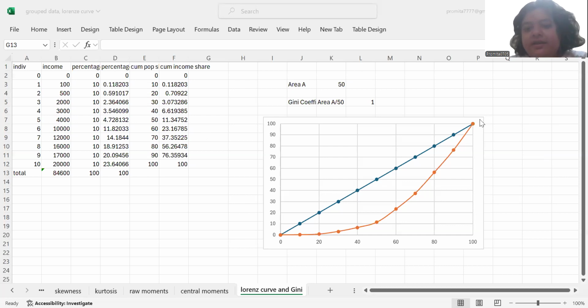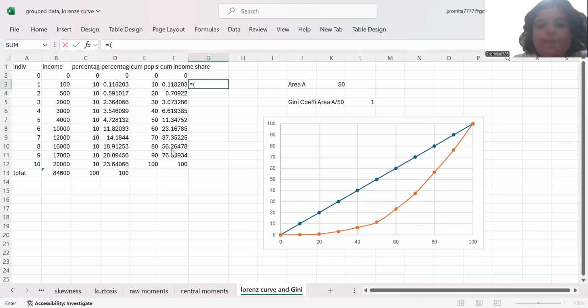So next we'll calculate the Gini coefficient. For that we have to calculate the area under Lorenz curve. See, the area under this blue straight line is half of the whole thing. It should be 50. We have to calculate the area under this orange line as well. So for that we use the area of trapezium. So what is the area of trapezium?